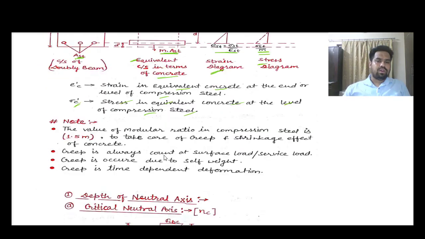So there is a note here. First of all, the important note is that the value of modular ratio, that is m, in compression steel whose area was Asc, is modified. Modified, how much? It is 1.5 m to take care of the creep and shrinkage effect of the concrete. Secondly, the creep is always counted at surface load or service load. So the creep will be due to the load which was provided. Third, creep occurs due to the self-weight, because creep can occur due to self-weight also. And creep is time dependent deformation, meaning it increases with time.